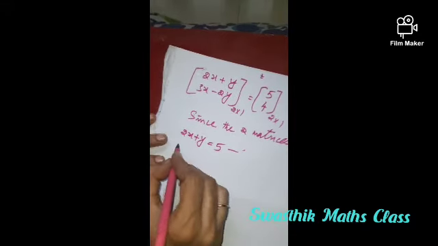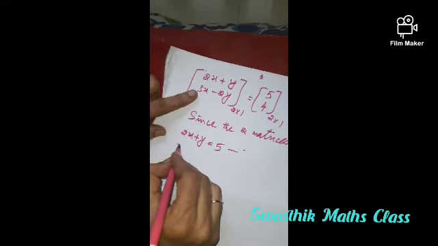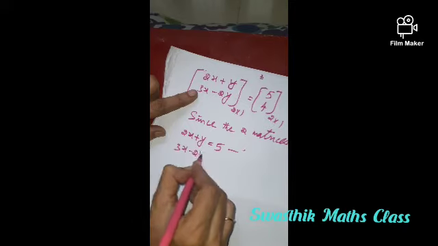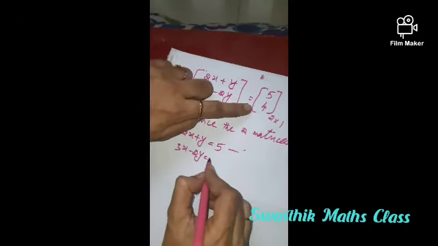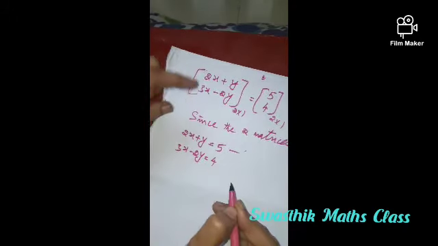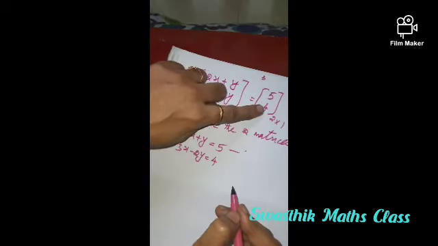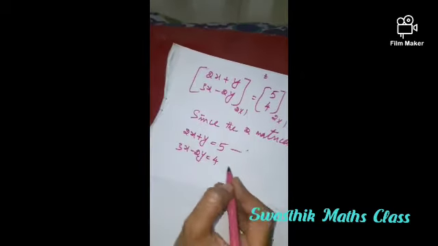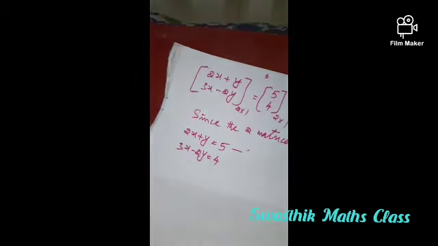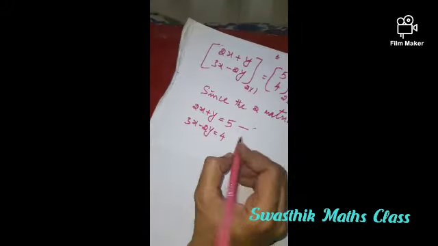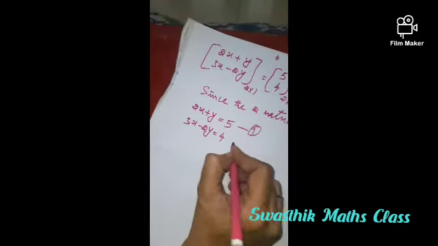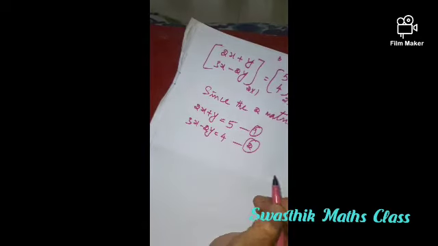This is true. And the second entry, 3x minus 2y, is equal to the second entry, 4. That is, the 2/1th position is equal to the 2/1th position of this matrix. So we get these two equations. These two are algebraic equations, and on solving them, we will get the values of x and y.